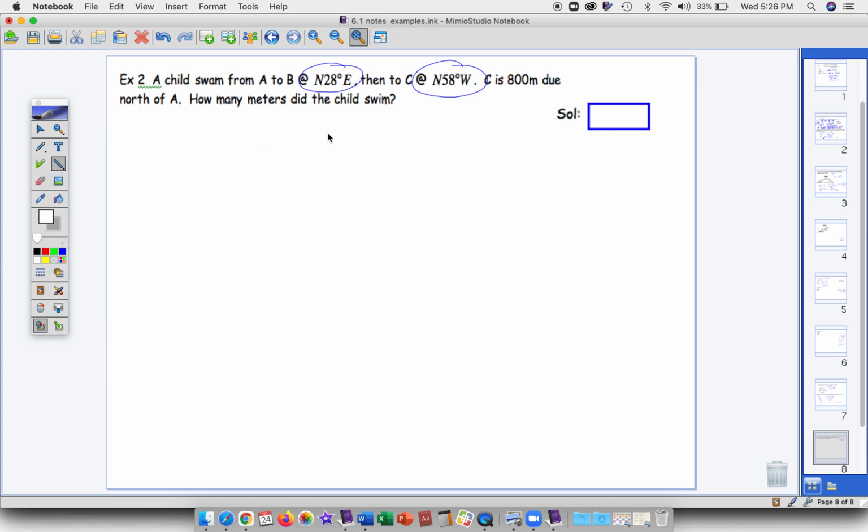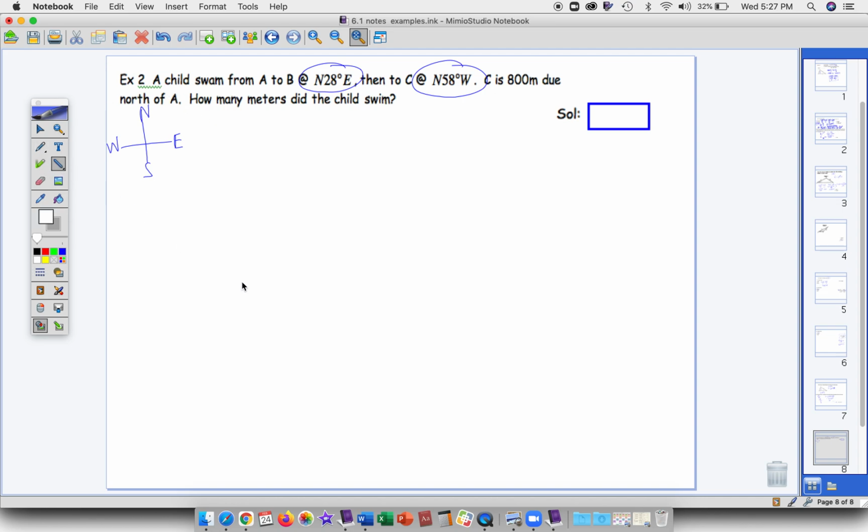So we have a child who swam from A to B in a direction of north 28 degrees east. Remember your north, south, east, west. Or never eat shredded wheat, or never eat soggy waffles, whatever it takes to remember those directions. So northeast, that's off in this direction. Then the child changes direction to come back to the shoreline and goes northwest.